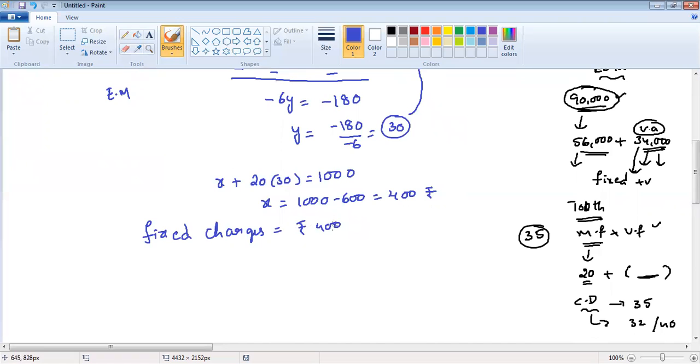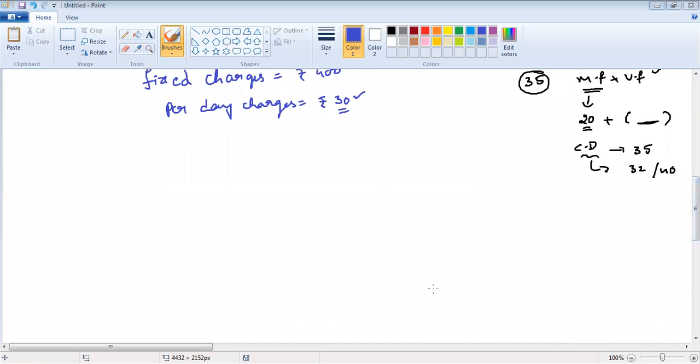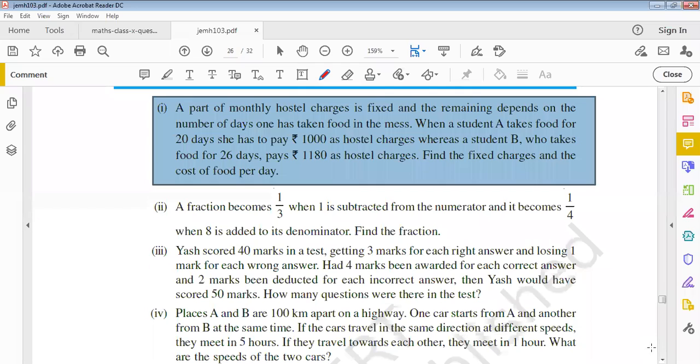So the per day charges are 30 rupees. Am I right, ma'am? Yes, sir. So are we clear now? Yes, sir. If this type of question comes, please don't get confused. Okay. Next.